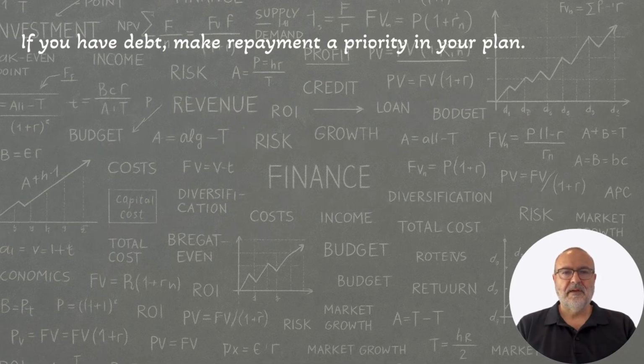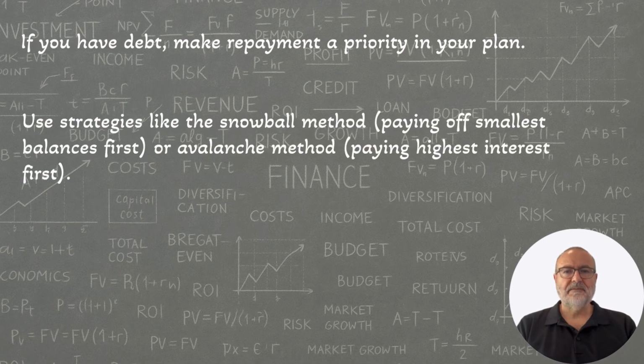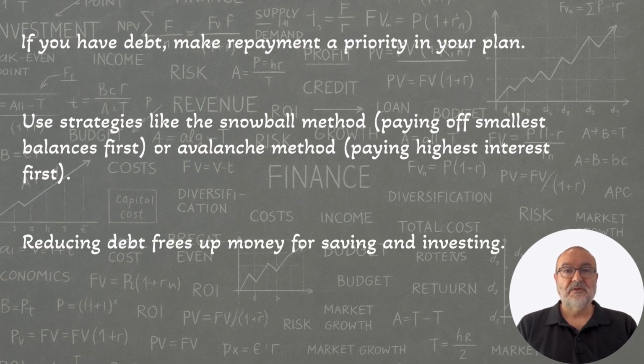If you have debt, make repayment a priority in your plan. Use strategies like the snowball method, paying off smallest balances first, or the avalanche method, paying highest interest first. Reducing debt frees up money for saving and investing.